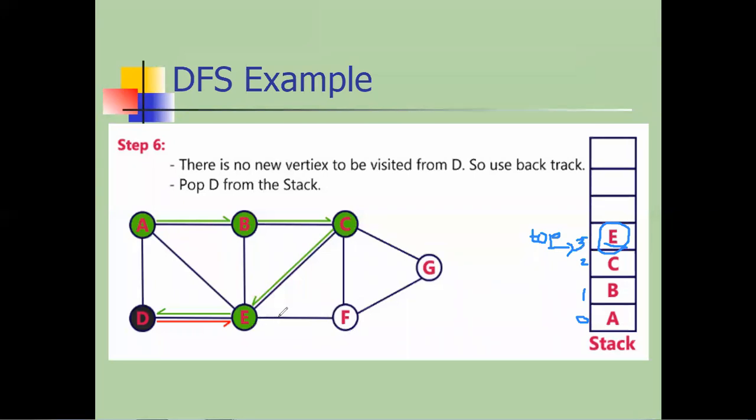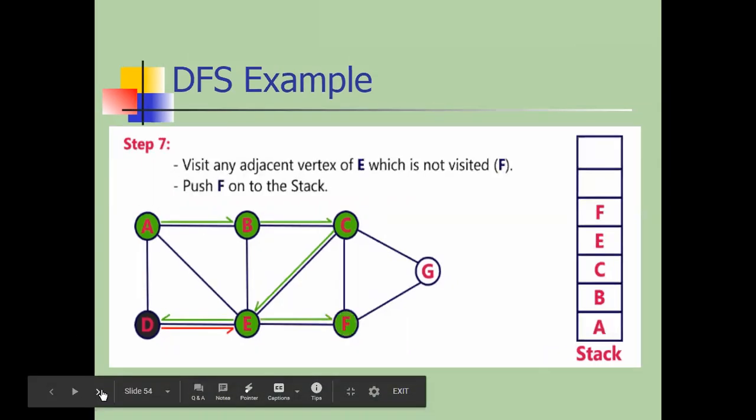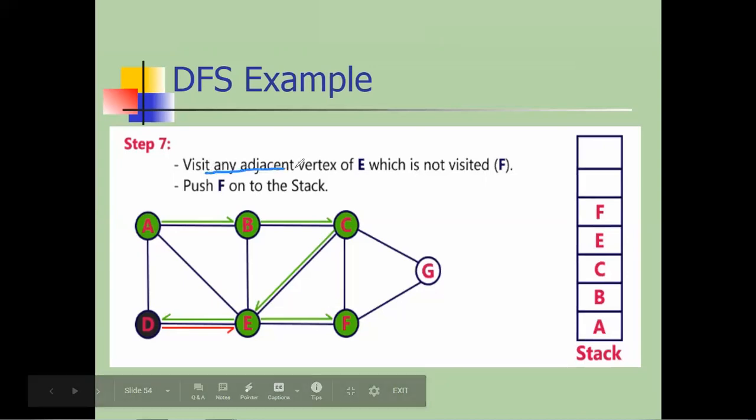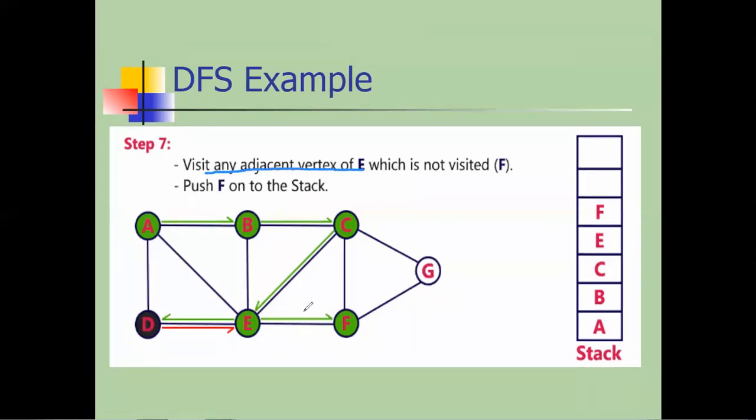Just check. How many adjacent does E have? That is D, A, B, C, F. So in that case, F is not visited. So again we'll have to push it into the stack and it should be visited. So we'll go to the next step for the same. Yes. So again, just check step 7. What is step 7 here? Visit any adjacent vertex of E. Yes, the adjacent vertex of E that is left is F.